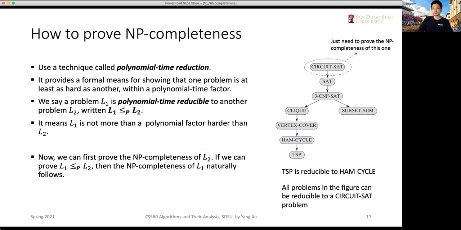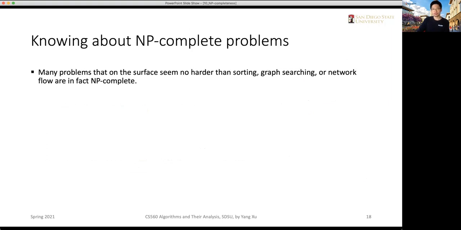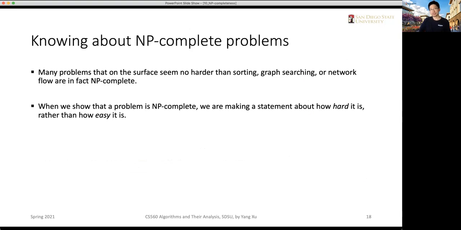People have actually proven that circuit satisfiability is an NP-complete problem. So the last slide here has some points about what we can do by knowing about NP-complete problems. Many problems that on the surface don't look very hard are actually NP-complete. And if we can show that a problem is NP-complete, then we are making a statement about how hard it is, not about how easy it is.